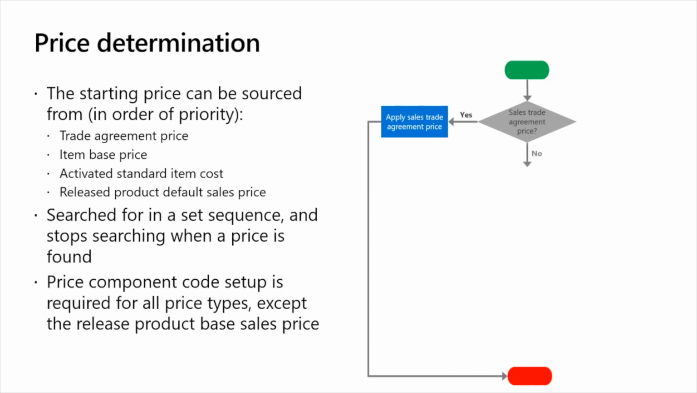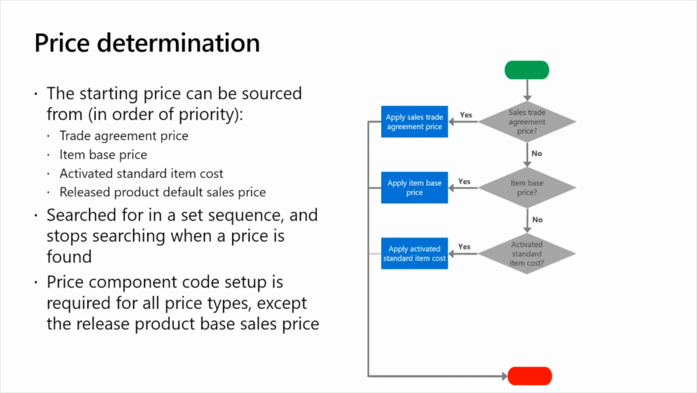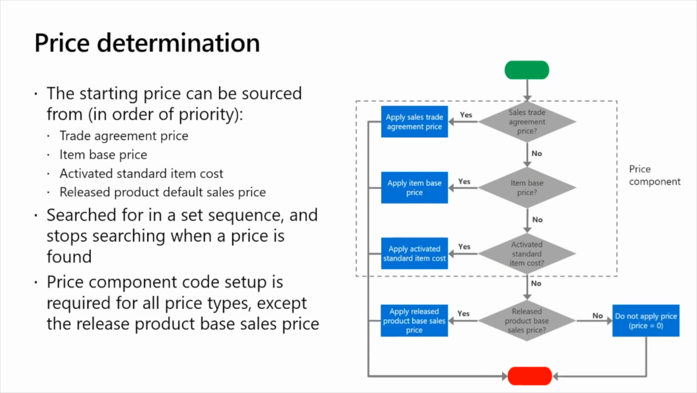If this is not found, the system tries to identify the calculated item base price. The next price is the activated standard item cost. If no base price is available, D365 will see if the item has a standard cost model. If yes, then this will be applied as the base price. This could be in scenarios where the company is manufacturing the item and the item has standard cost model. If none of them are available, the base sales price of the released product is used.